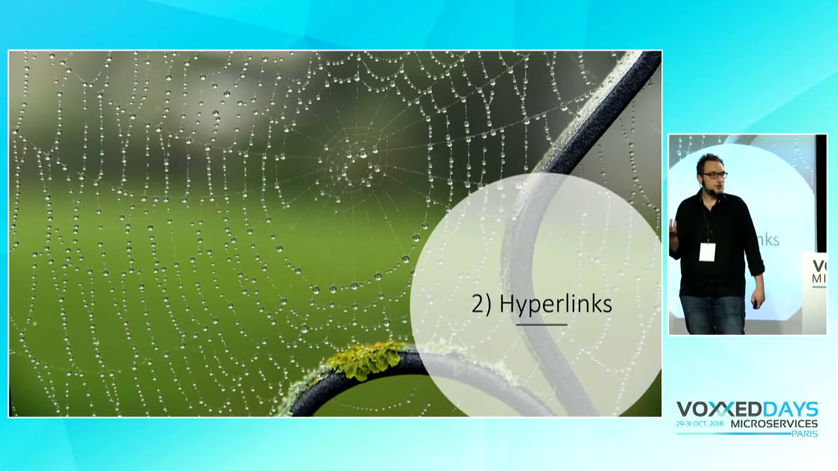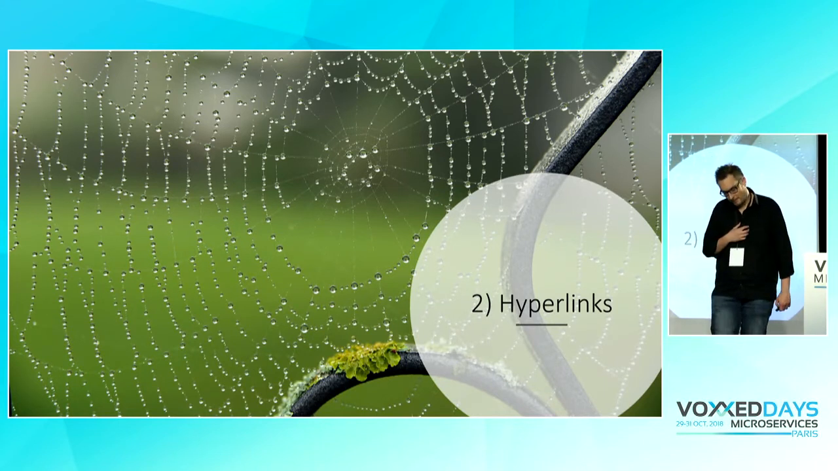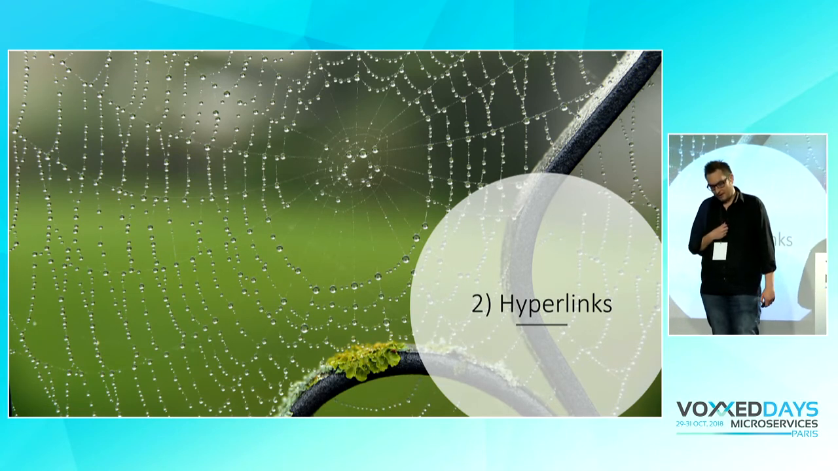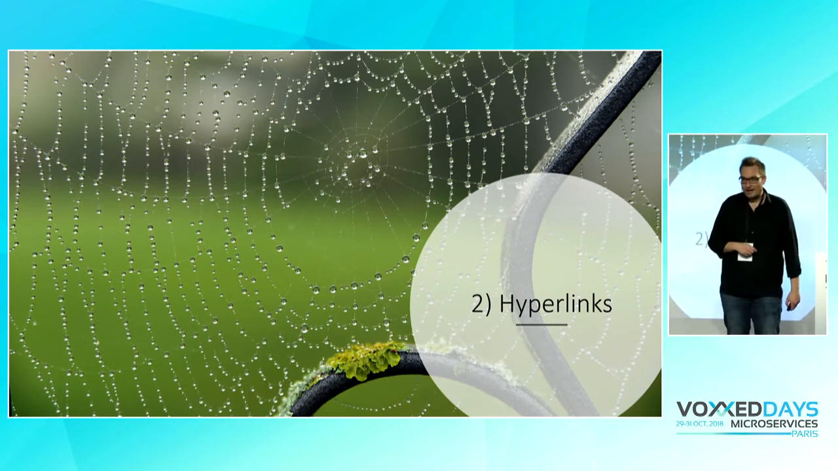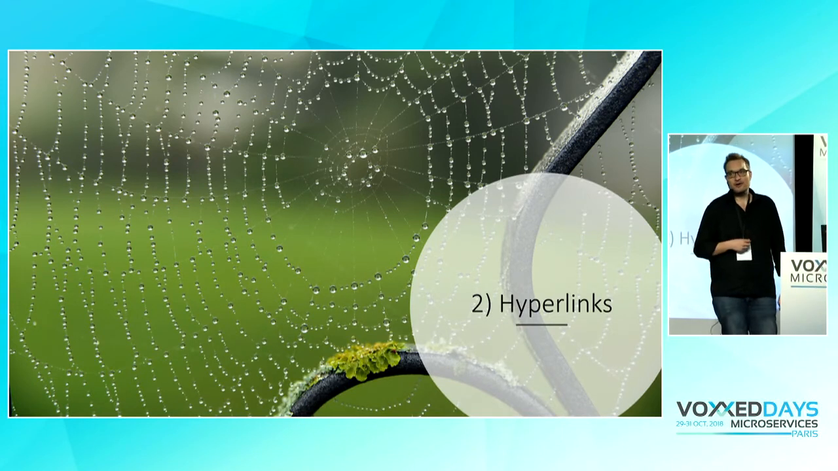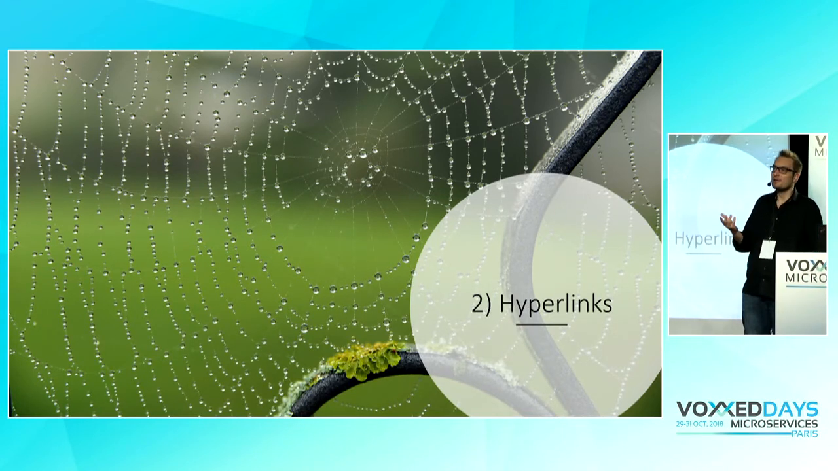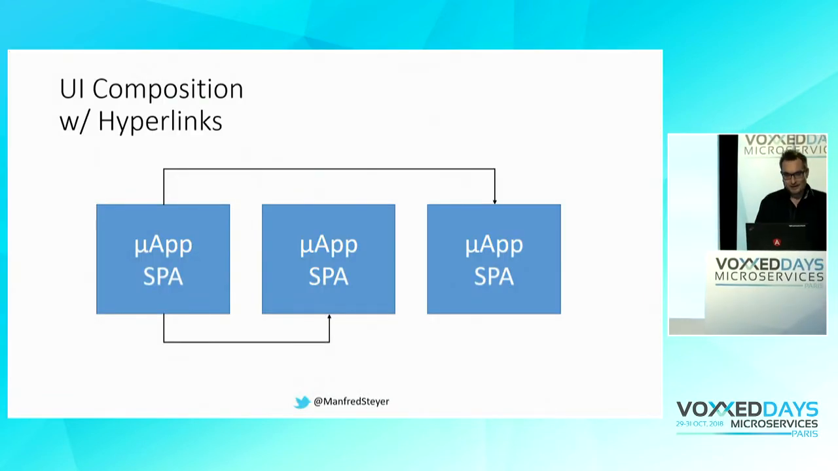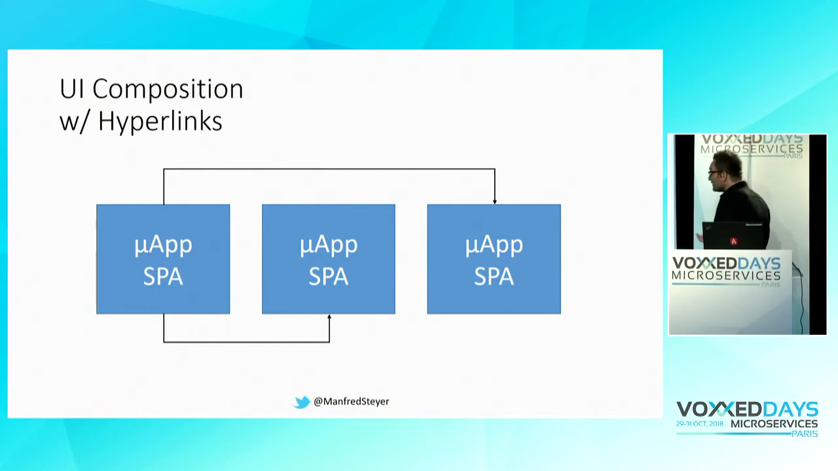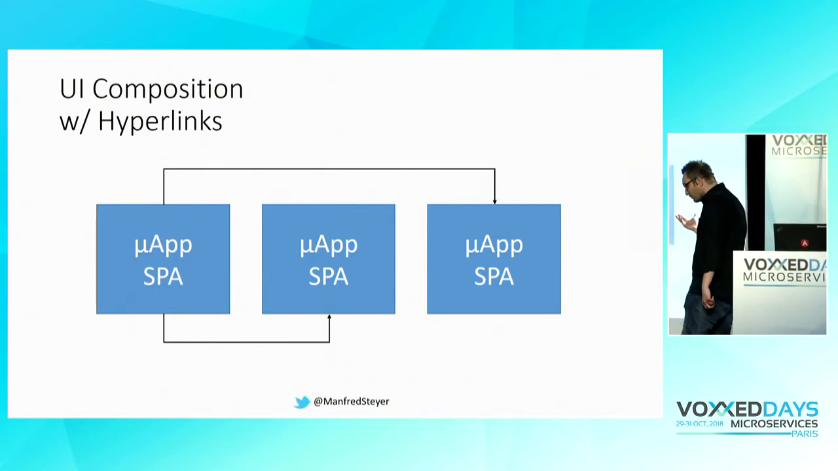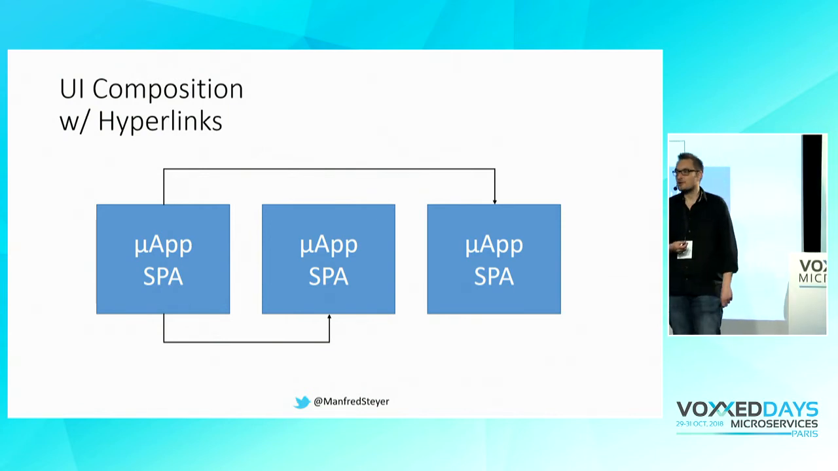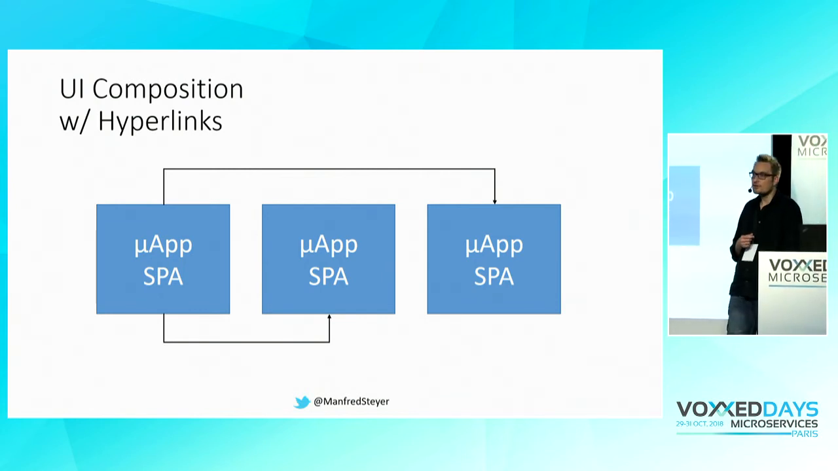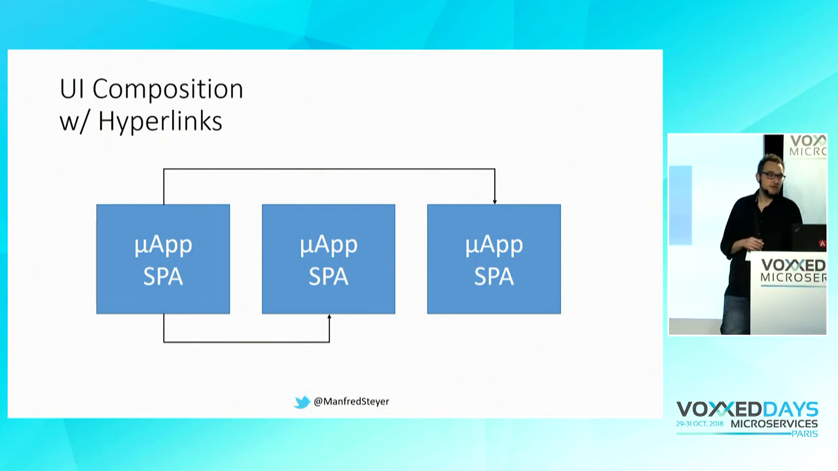The second approach is about using hyperlinks. If you ask me, hyperlinks are quite a major technology. They have been around for 20 years, and I never ever have heard someone say a bad word about hyperlinks. So it seems to be quite a valid solution. When you think about using hyperlinks for integrating single-page applications, you will end up with several single-page applications. You don't have just one, you have several single-page applications, and they are interconnected by means of hyperlinks.